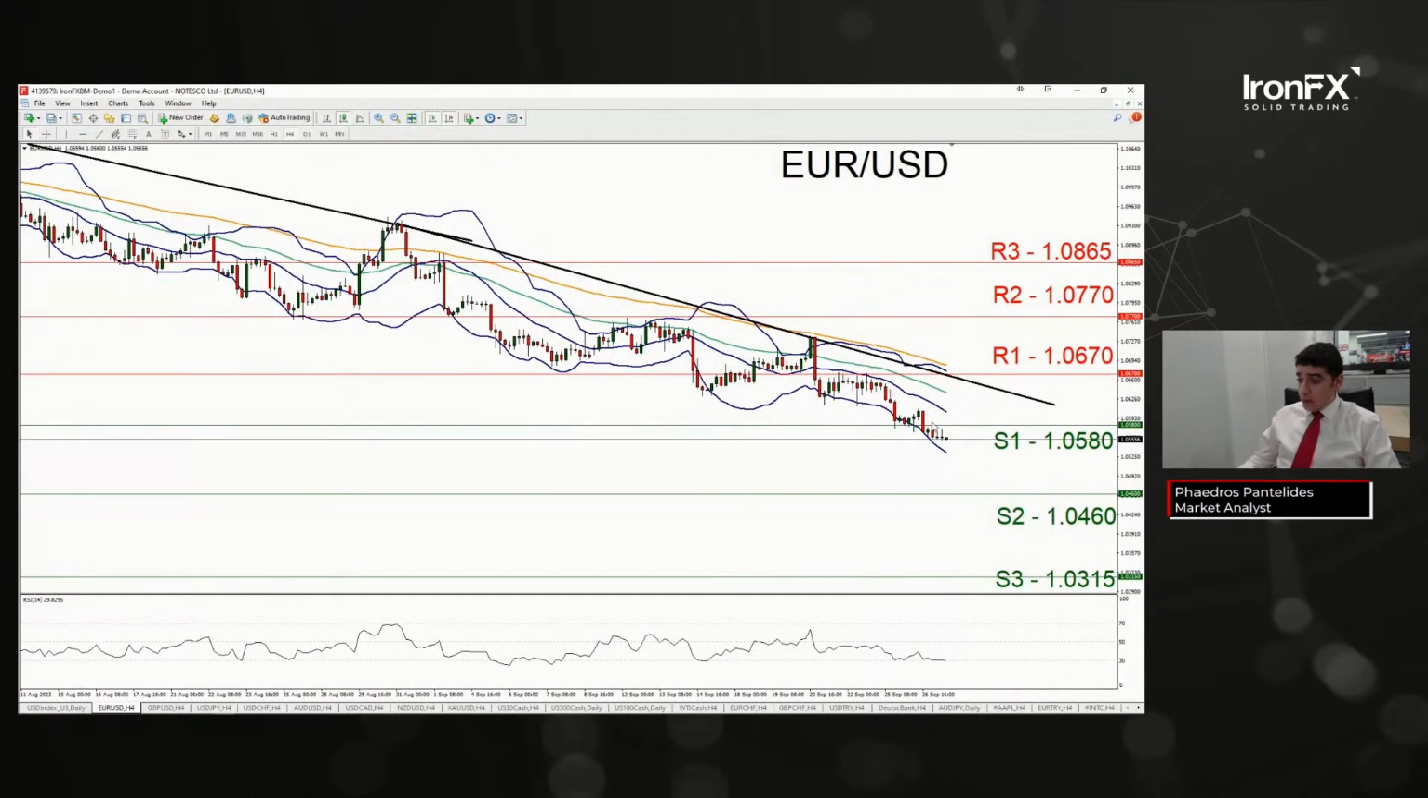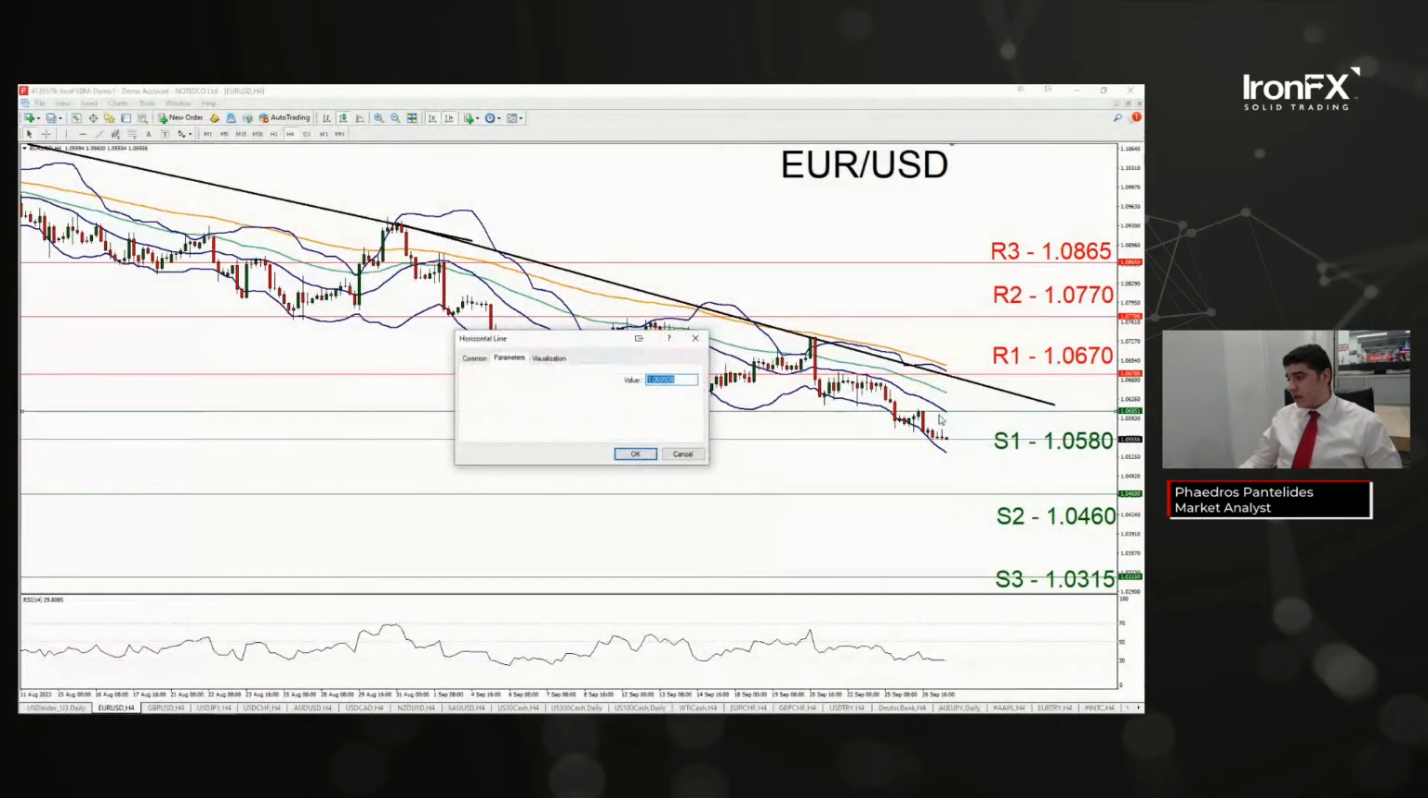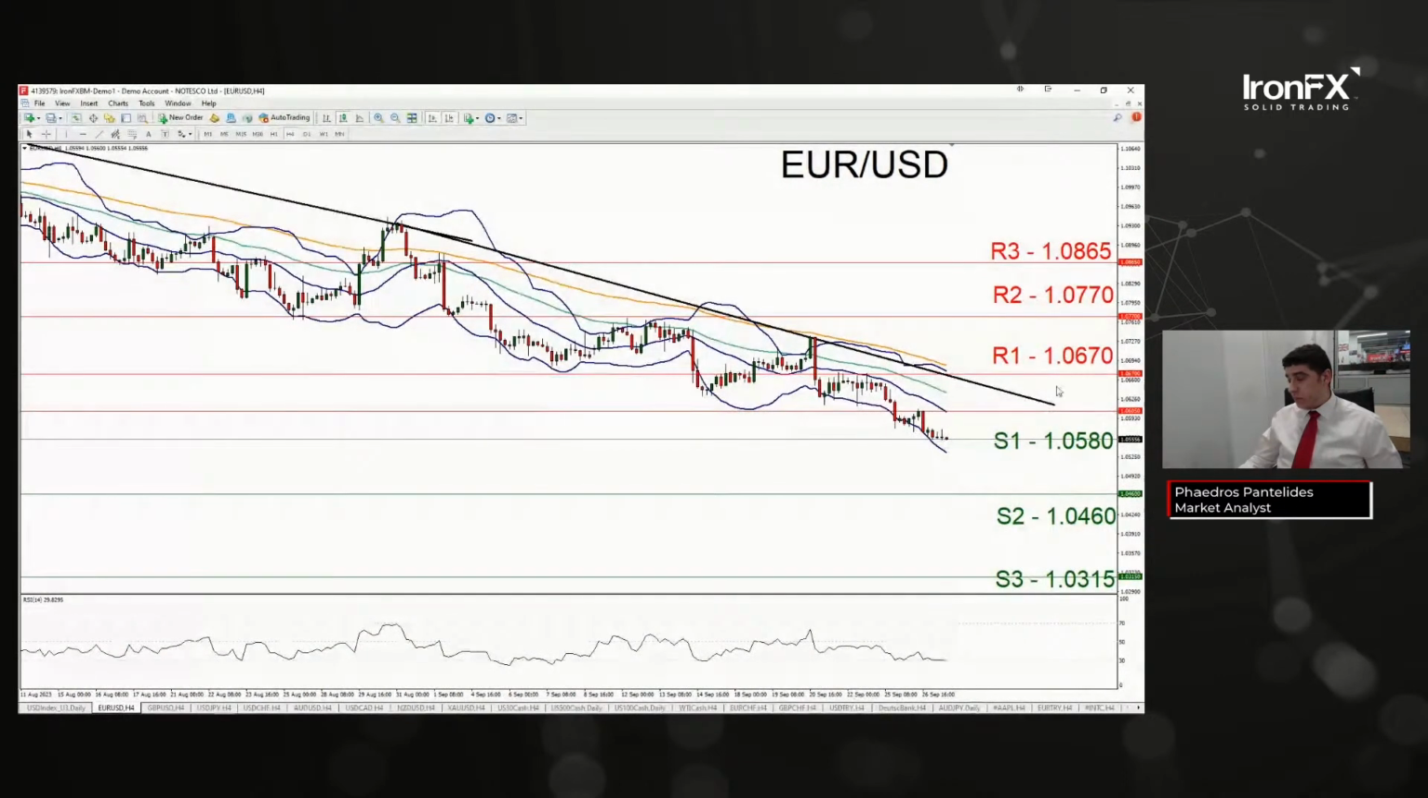So given that it's broken below our support level at S1, we're going to be readjusting our levels. We're placing the 1.065 level as our new resistance level at R1. Previous R1 will become R2.